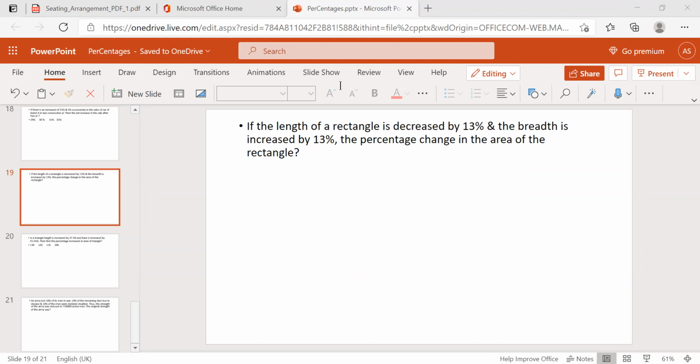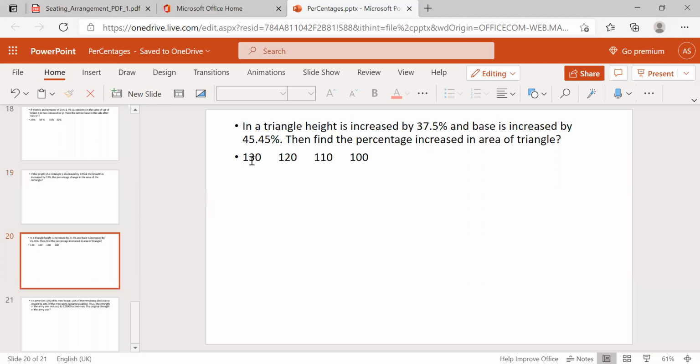Okay. Now go for the next. In a triangle, height is increased by 37.5% and base is increased by 45.45%. Then find the percentage increase in the area of the triangle. Okay, increased area of the triangle. Is it clear? So what are they asking? They're asking height is increased 37.5 and base is increased 45.5. Then find the percentage increase in the area of the triangle.